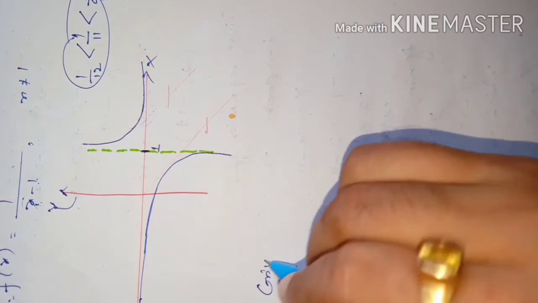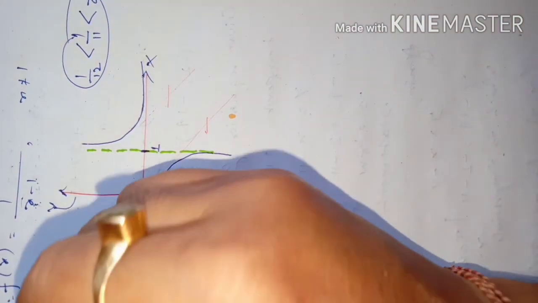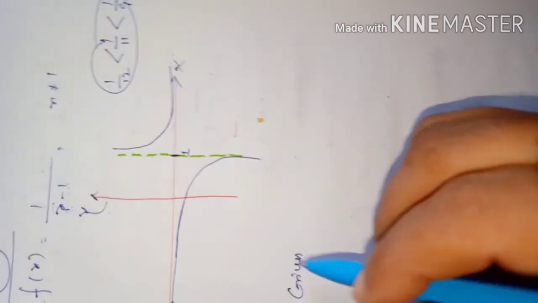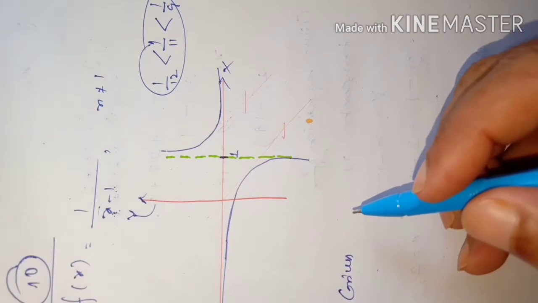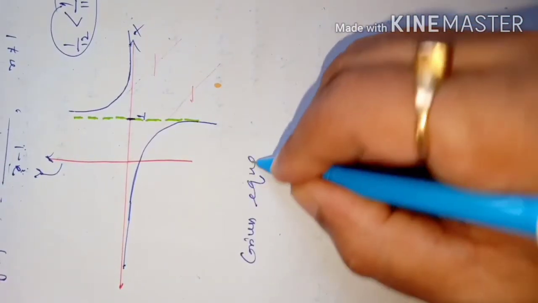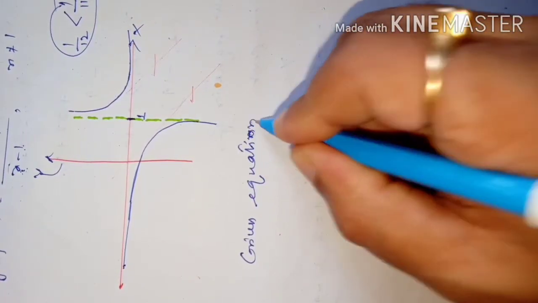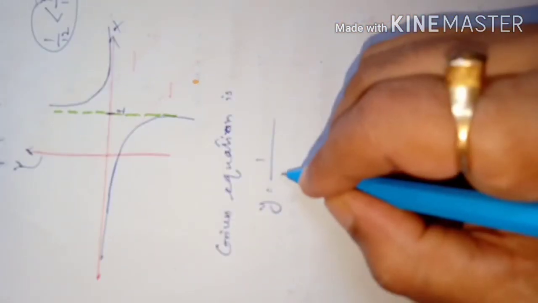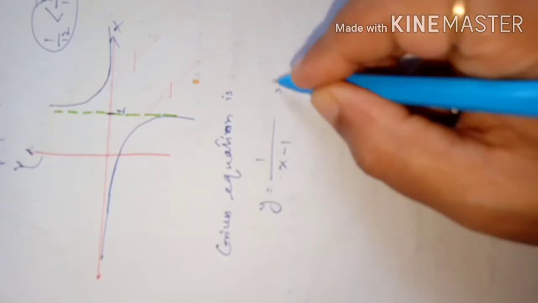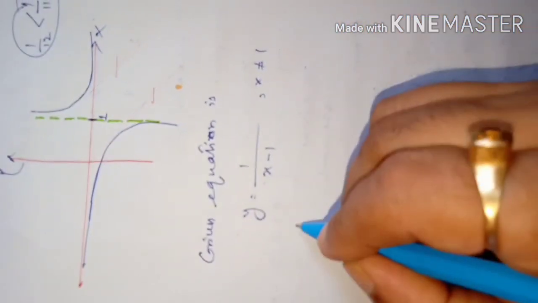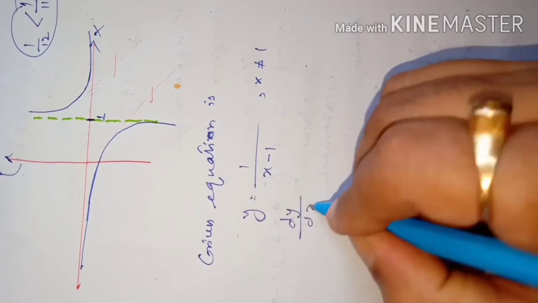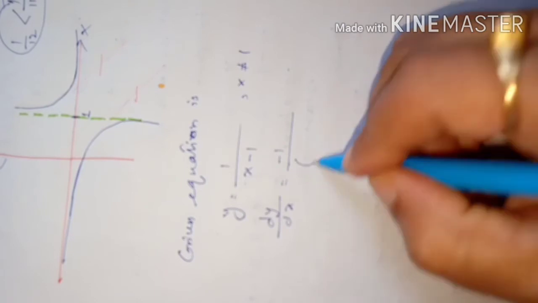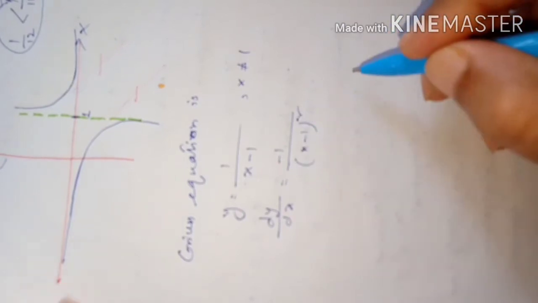We are now solving question number 10. The given equation is y equal to 1 by x minus 1, and as you know x is not equal to 1. Then dy by dx, taking the derivative of this function, will be minus 1 by (x minus 1) the whole square, as you know.